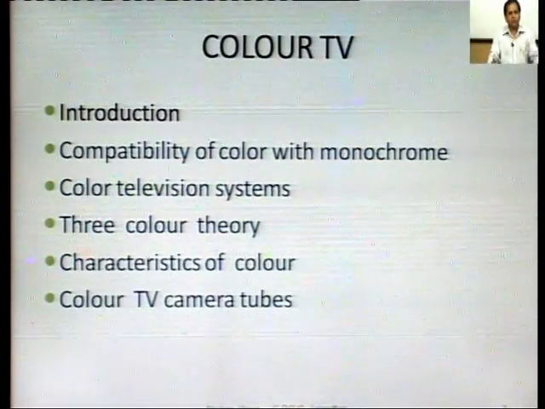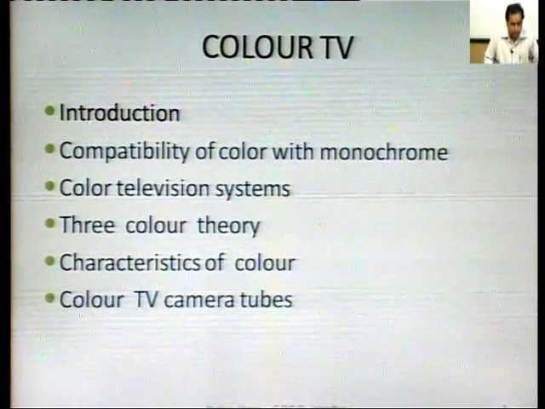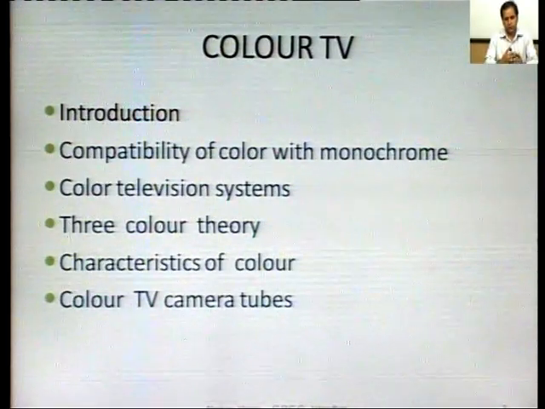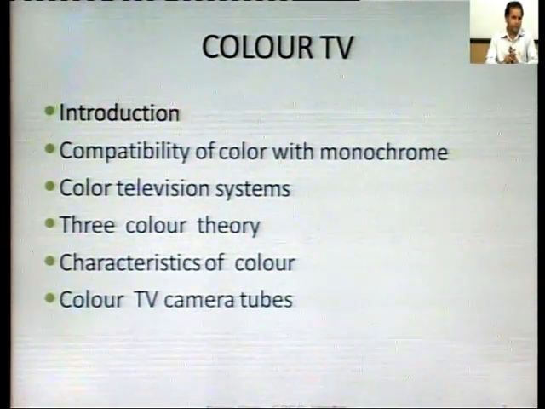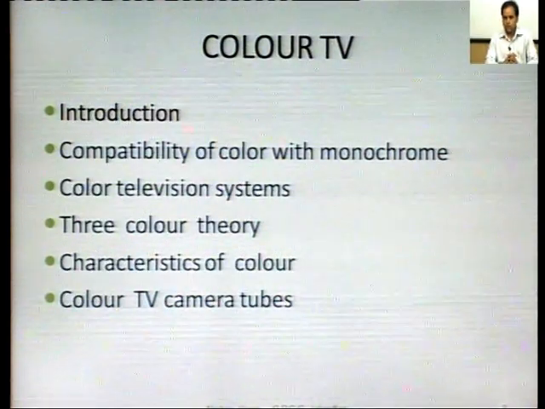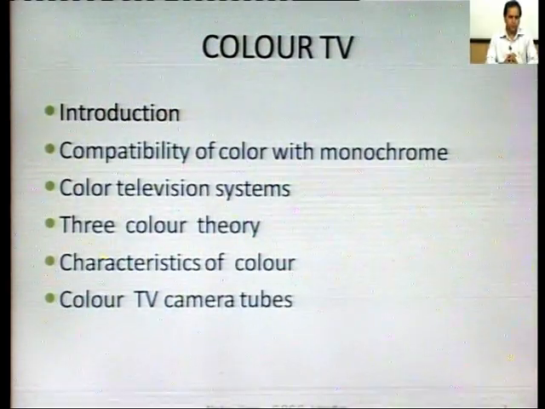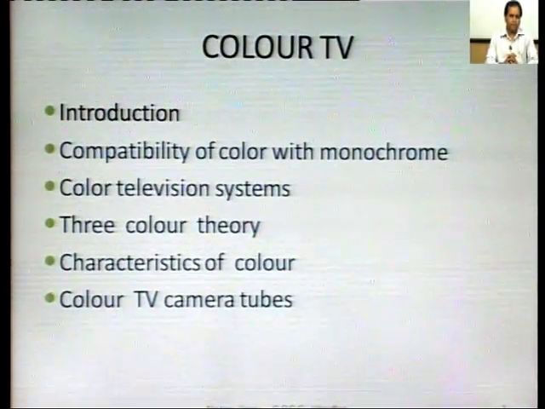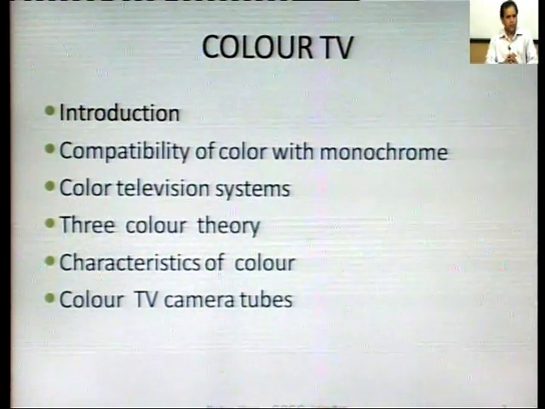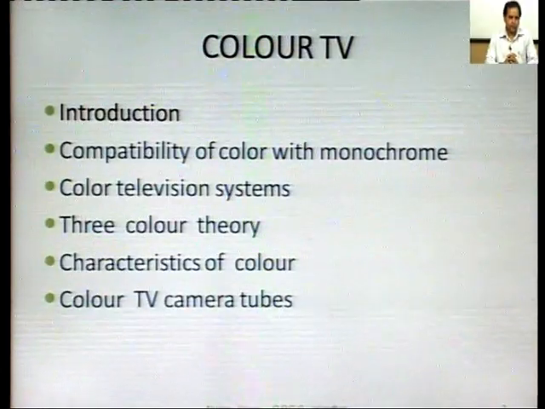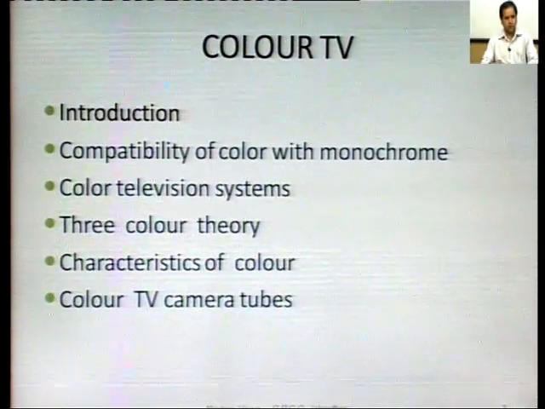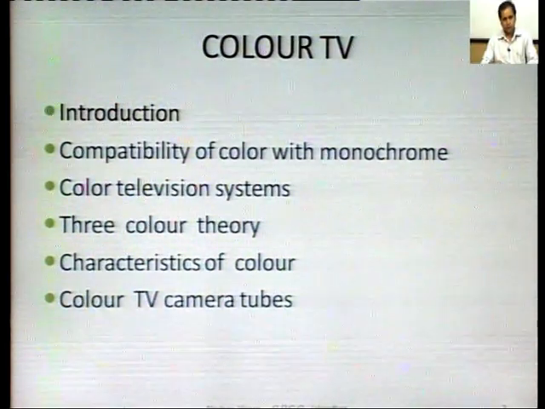So, under this topic we will be covering the following. Number 1, the introduction of color TV, what the color TV is all about, how it works, compatibility of color with monochrome, color television systems, various systems, 3 color theory, how the colors are formed, characteristics of color, and color TV camera tubes. So, these will be some of the topics which will be covered under this.